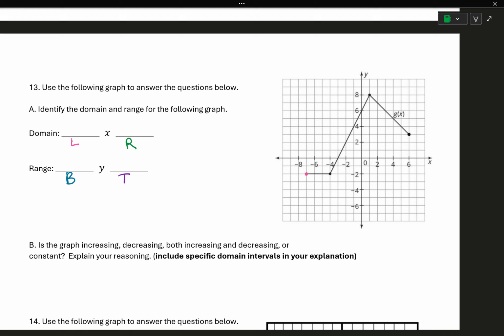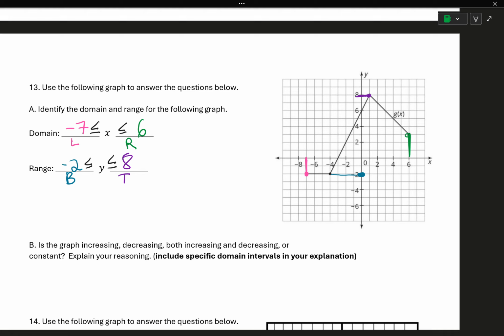Left. This is the leftmost part of our graph, and that's -7. The rightmost is right here, and that's at +6. Now let's do bottom to top. The bottommost part of our graph is right here. It's at -2. That's the lowest that line goes. And the tallest part of our line is right here at 8. There's our domain and range.